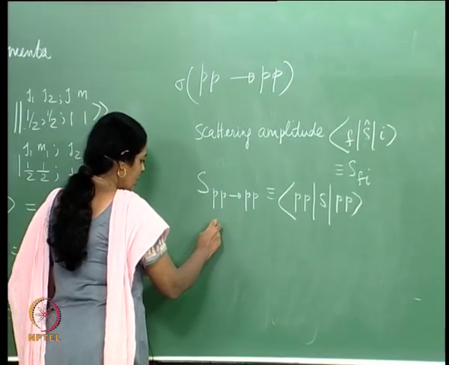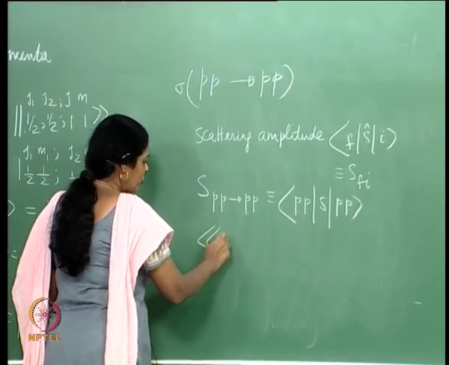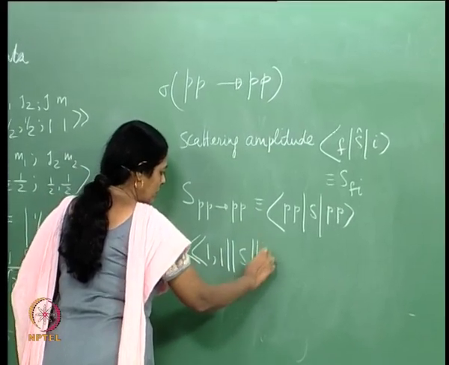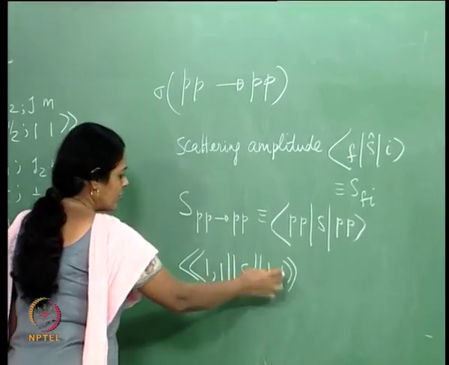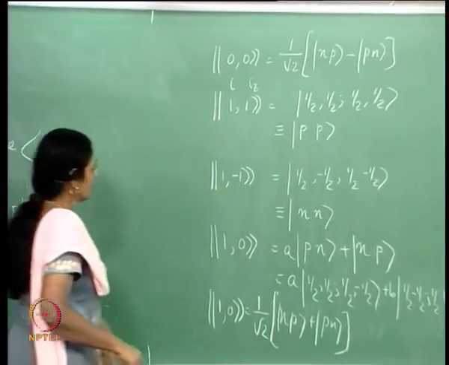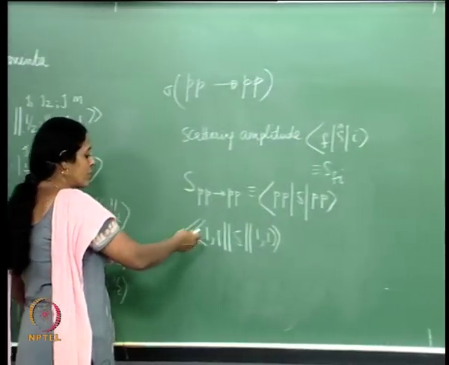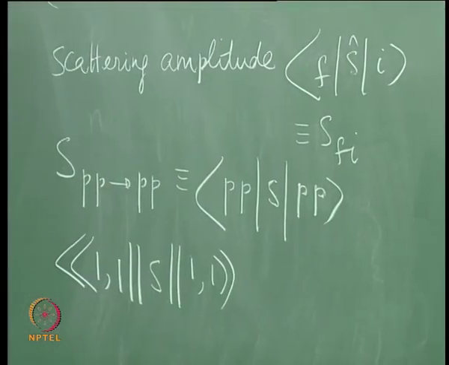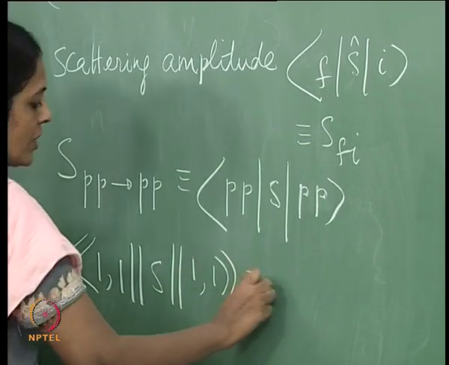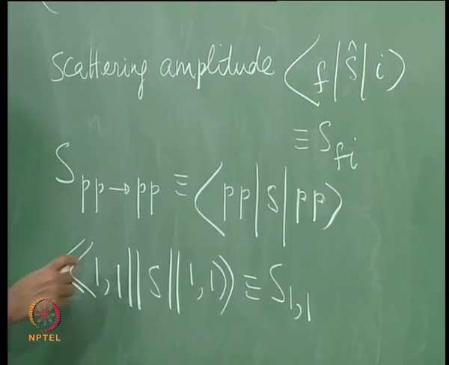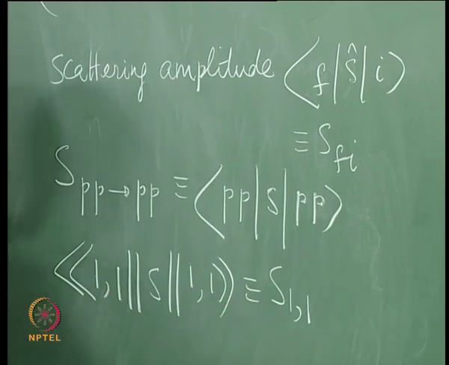In other words, I have to find out what is the probability that if I started with the combination 1, 1, I end up with the same combination after the interaction. I get 1, 1. I want to denote this by S 1, 1. 1, 1, that is what I put on there.